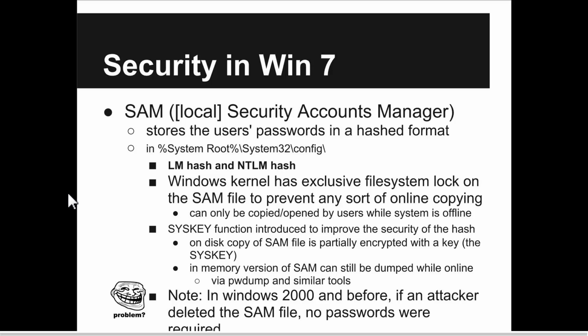So the Windows kernel has an exclusive file system lock on the SAM file to prevent any sort of opening or any sort of copying, basically any sort of file operation while Windows is running. If you want to edit the SAM file, you basically have to boot to some live CD or some other partition, mount that file system, and then edit the SAM file while Windows is not running.